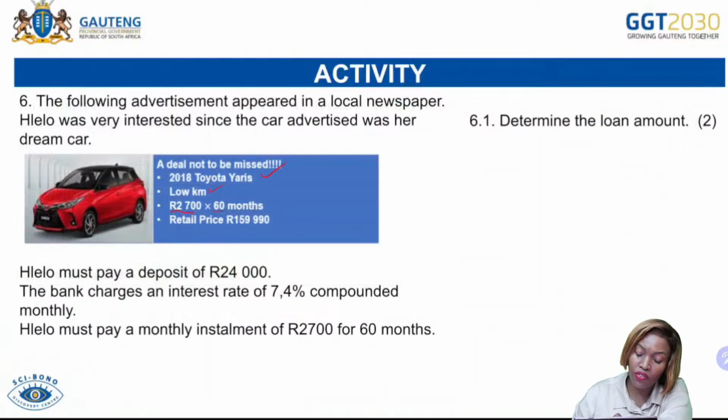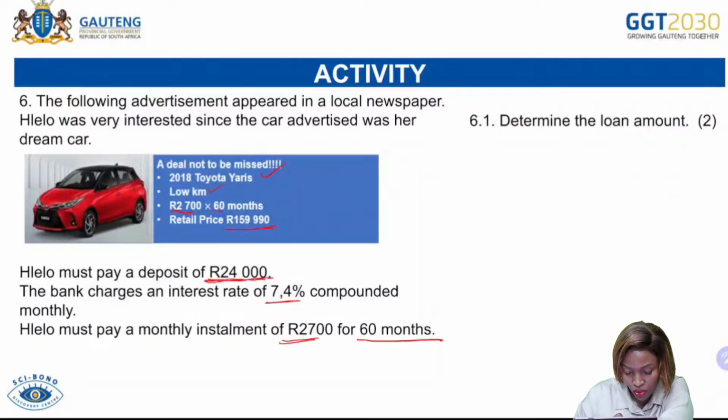And the retail price, if you buy it cash, you will pay 159 Rand 999.90. Hlelo must pay a deposit of 24,000. So if you're going to buy it on credit, you are expected to pay an upfront deposit of 24,000. The bank charges an interest rate of 7.4% compounded monthly. Hlelo must pay a monthly installment of 2,700 for 60 months. We already saw that there. So 6.1, determine the loan amount.